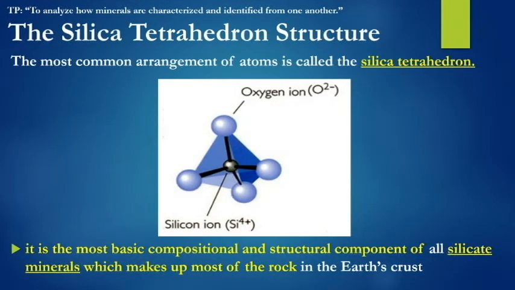The most common arrangement of atoms for minerals is the silica tetrahedron. It's the most common arrangement of atoms in the crust, especially. And it's the most basic compositional, composition being silicon and oxygen, and structural, meaning that pyramid, unit of all silicate minerals. And silicate minerals are the family of minerals that make up most rocks in the earth, especially in the crust. And you can see how it's like a pyramid shape. So it's in a tetrahedron shape. It's 4 oxygen atoms with a silicon atom in the center.